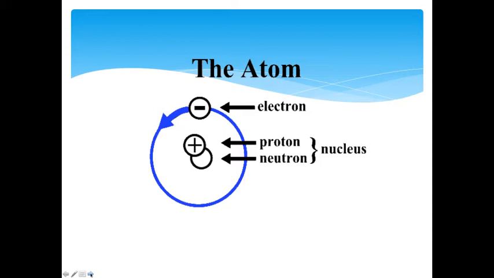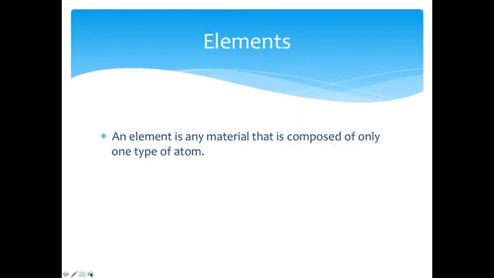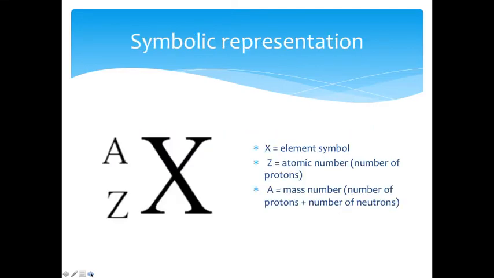We'll now go over how atoms form elements. An element is any material that is composed of only one type of atom, meaning many atoms can create an element. You also need to remember here that elements cannot be broken down into any simpler substance chemically. Such is the case in which an element can be identified by the number of protons, neutrons, and electrons it contains. Elements are also represented by a letter symbol on the periodic table.